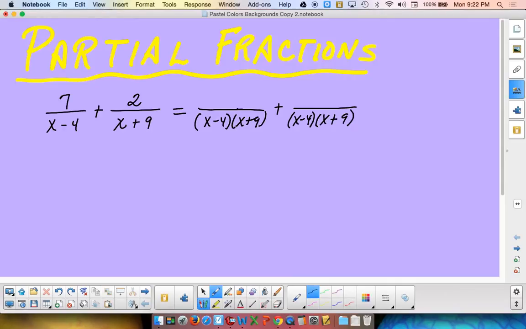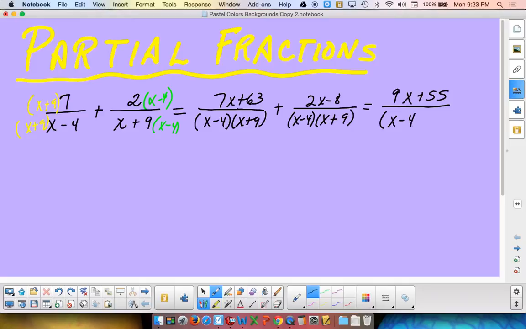To do the first fraction, it is missing the x plus 9, so we are going to multiply it by x plus 9, and that's going to give us a nice little 7x plus 63. If I do the same thing for the other fraction, it's missing the x minus 4, so I'm going to multiply it by x minus 4, and I am up to 2x minus 8. At long last, I add those together. Numerators are going to add up to 9x plus 55, and the denominator is going to be x minus 4 times x plus 9.